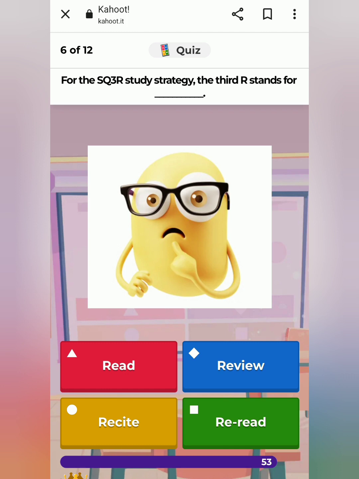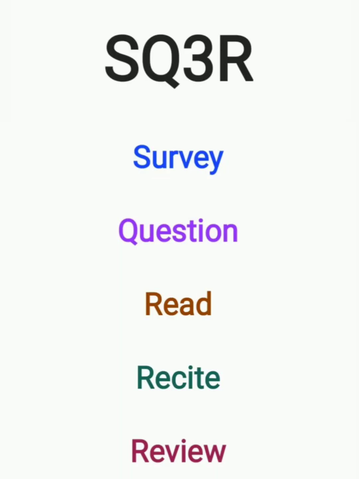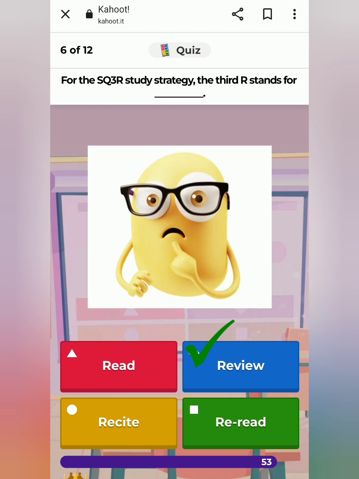The next quiz item was about the SQ3R study strategy. SQ3R stands for survey, question, read, recite, review. Not reread, but review. So the third R in SQ3R stands for review.